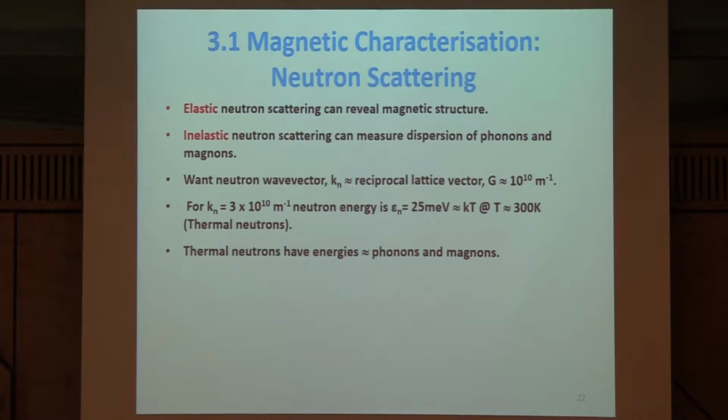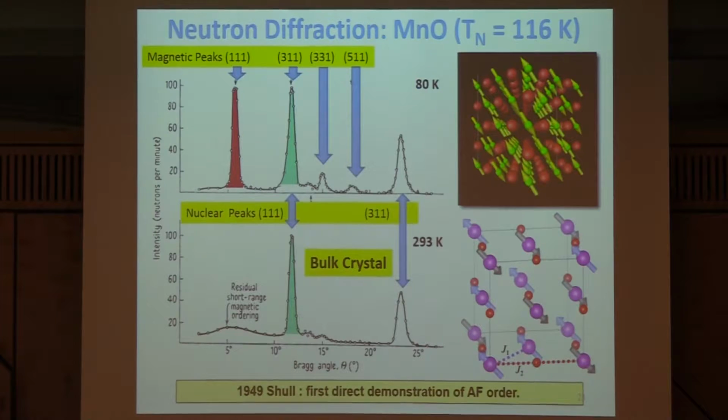So thermal neutrons have wave vectors comparable to the reciprocal lattice. But 25 meV is also a typical room temperature energy of a phonon, and magnons are going to be of order a meV as well. So these are very good probes for inelastic scattering, which I'll say something about in a little while. So what can you see?